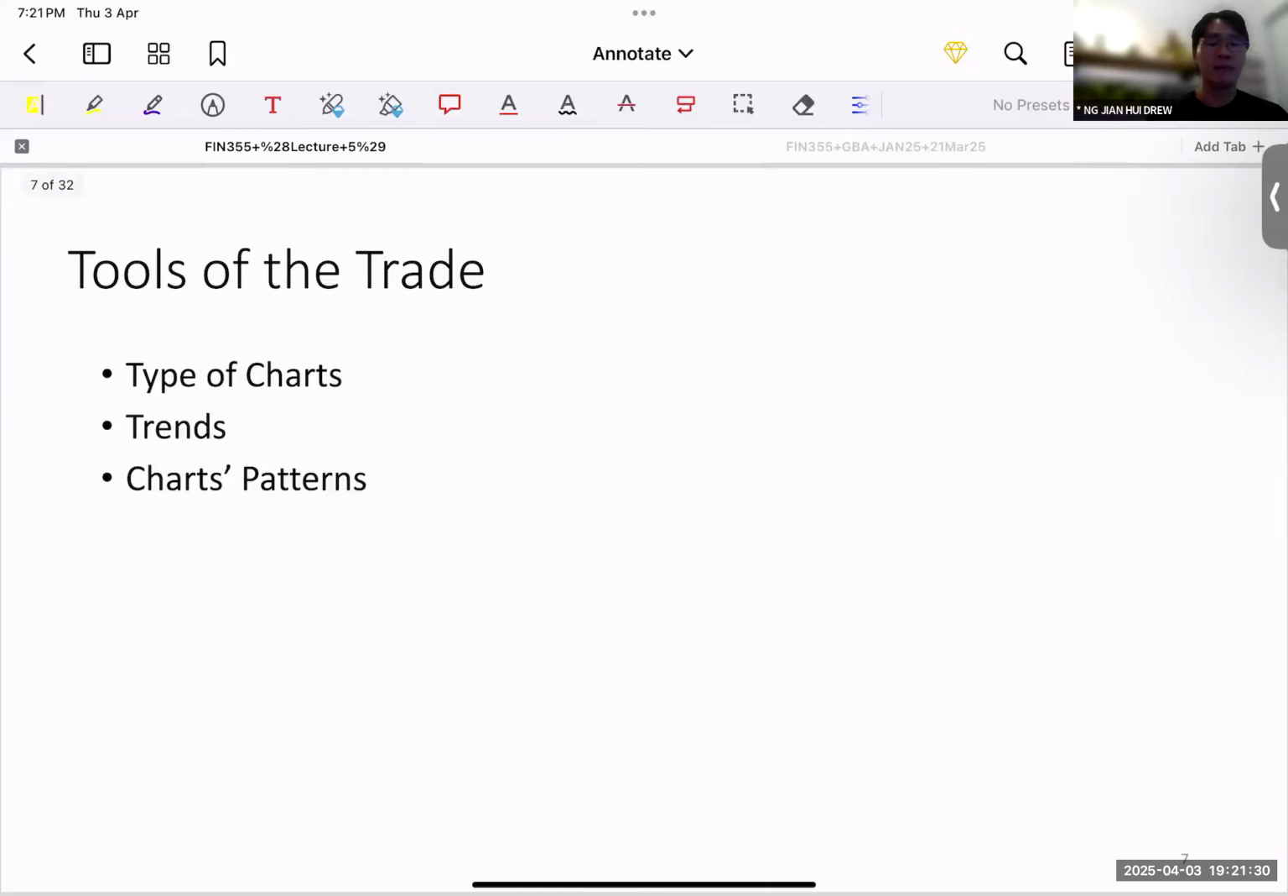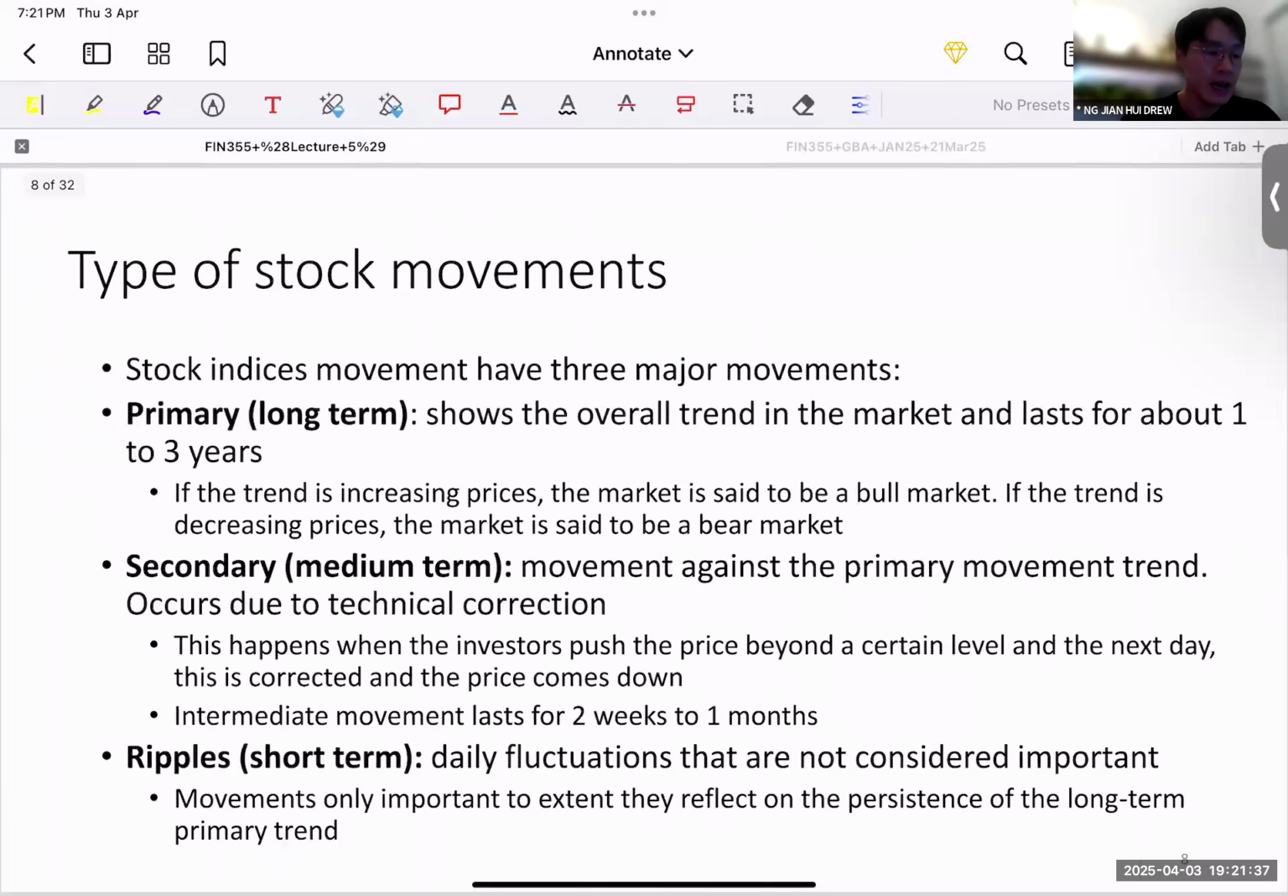There are some tools that we can use for technical analysis. We use some charts, trends, and chart patterns. Now we are going to really kickstart doing technical analysis. So we look at some stock movement first, right? We have the primary, the secondary, and the ripple, which is the shortest term, right?